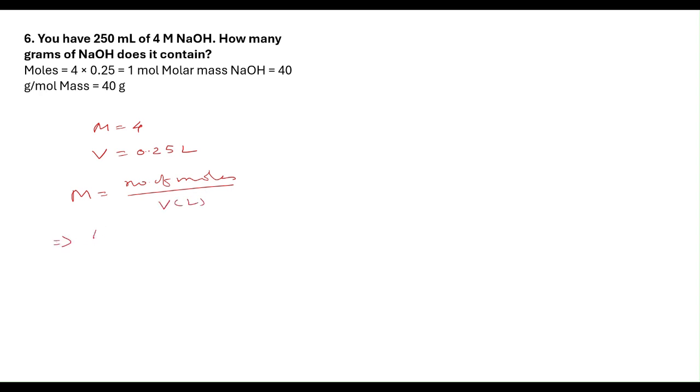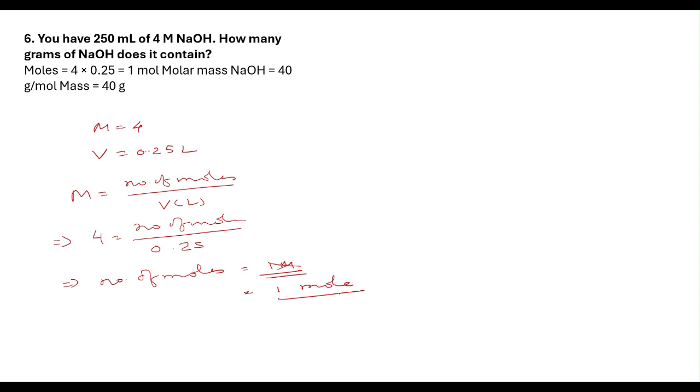So how much is the molarity? 4. Now number of moles we need to know, and the volume is 0.25. So what will we have? We have number of moles, which will give you 1 mole. Sorry, not 1 molar, but 1 mole. Now what is the weight of 1 mole? 40 gram. So our answer will be 40 gram. So 40 gram of sodium hydroxide is there in 250 ml of solution of 4 molar strength sodium hydroxide.